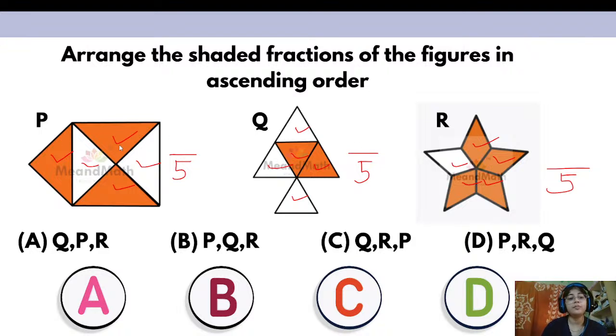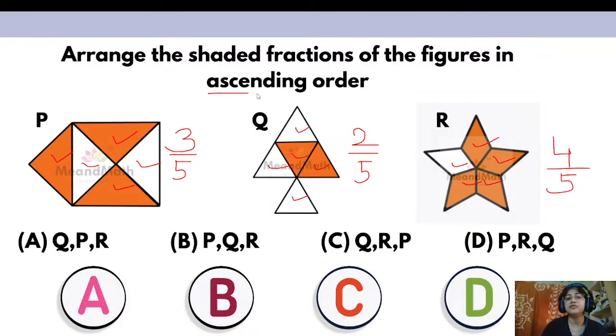Now for P, how many parts are shaded? 1, 2, and 3. So 3 is the numerator. For Q, only 2 parts are colored. So 2 is the numerator. For R, 4 parts are colored. So 4 is the numerator. Okay. So the fractions are 3 by 5, 2 by 5, and 4 by 5.